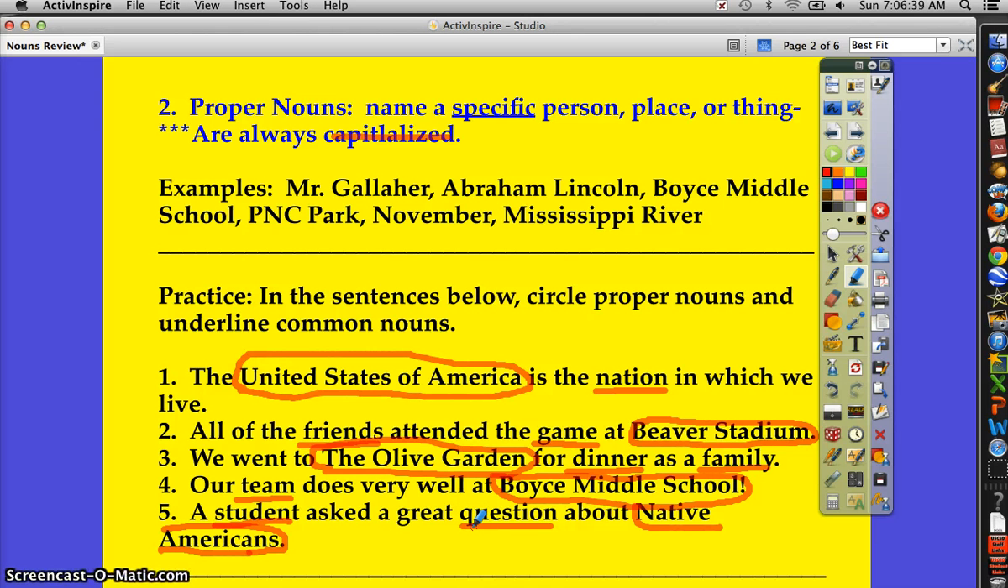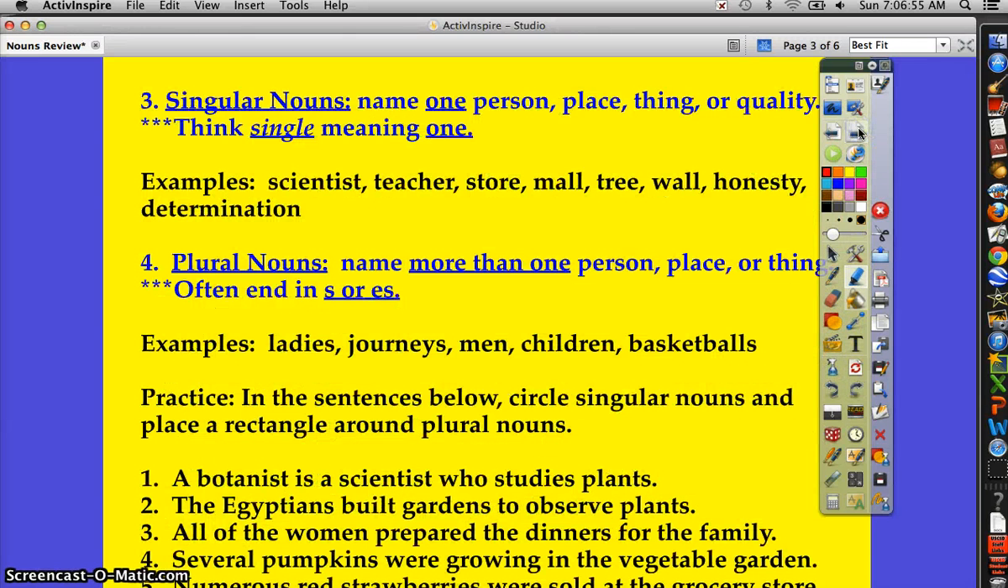And looking at these sentences, you can see some had common, some had proper. Most of these had both. We know that sentences could have either common or proper nouns, or they could have both in the sentence. All right, we'll take a look at the next section of the review now. And that takes us to singular nouns. Singular nouns name one person, place, thing, or quality.